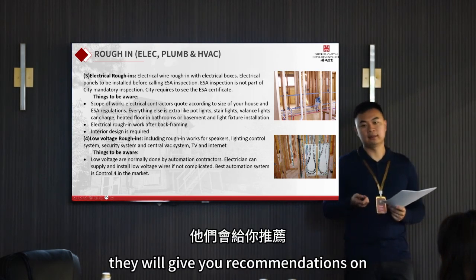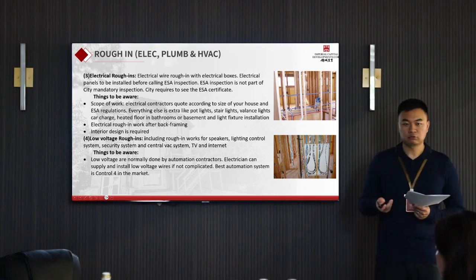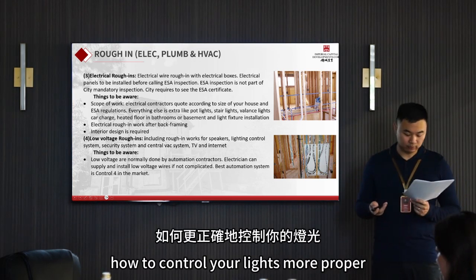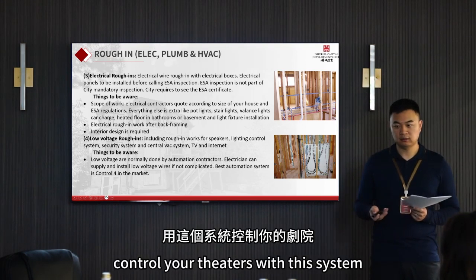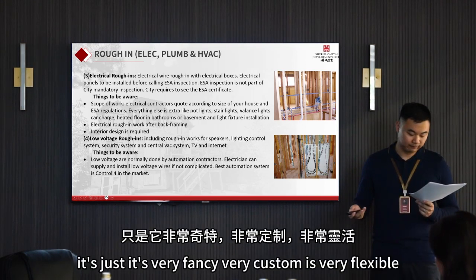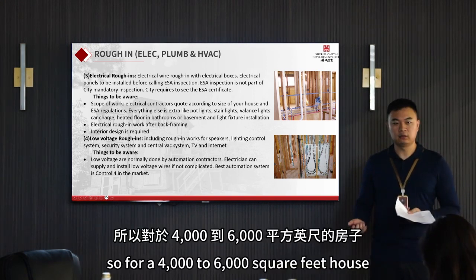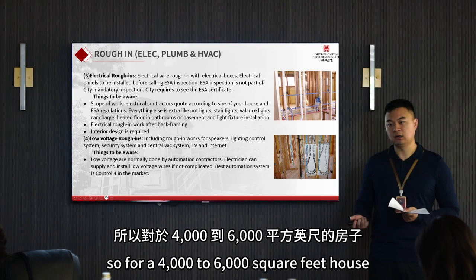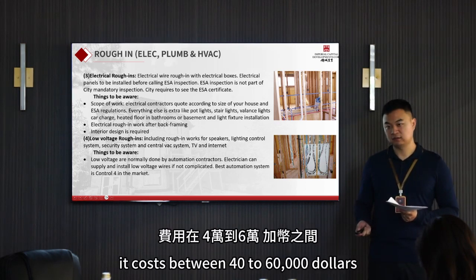For stuff like that, you have to hire an automation contractor. They will give you recommendations on how many speakers you need installed and how to control your lights. It's more proper. You can even control your theaters with this system. It's very fancy, very custom, very flexible. For a 4,000 to 6,000 square foot house, an automation system costs between $40,000 and $60,000.